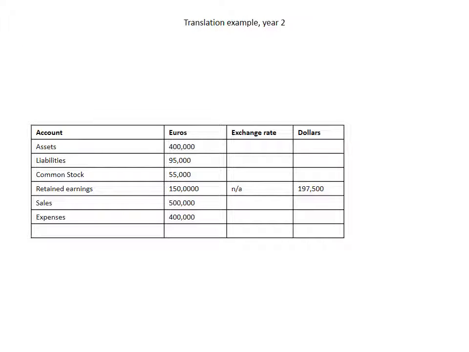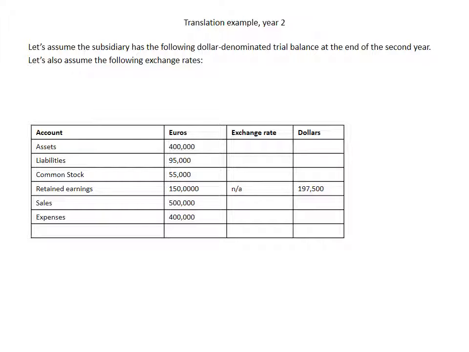Okay, here's our trial balance for the second year, and again, I've already filled in the retained earnings figure. Again, it was 150,000 euros. No individual exchange rate, instead we simply carry forward the dollar value of 197.5. And let's assume we have the following exchange rates. We have our historical exchange rate of $1.40 per euro. That was the rate on January 1st, 2015 when we first bought this subsidiary.